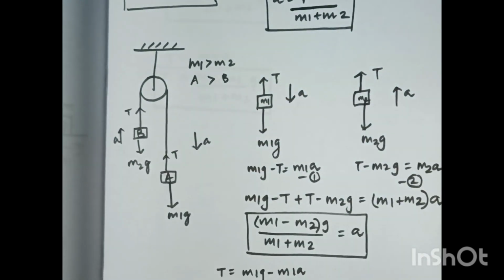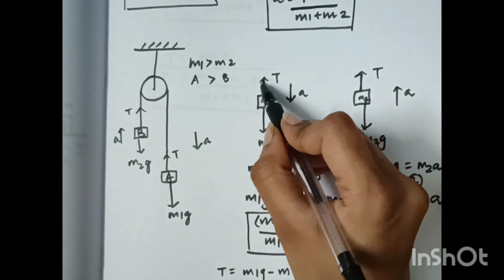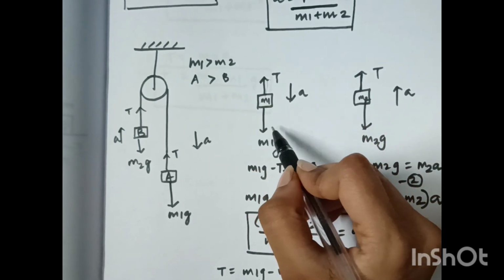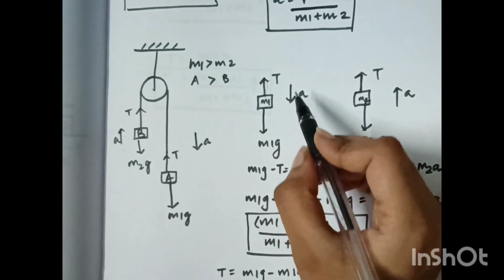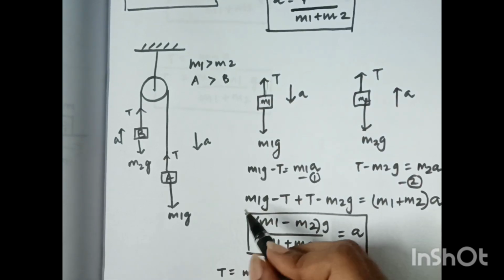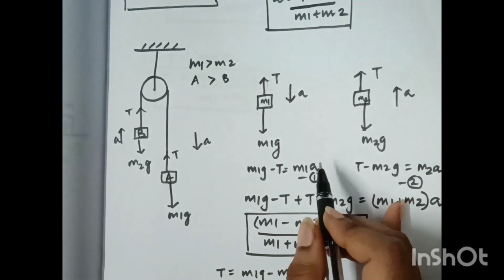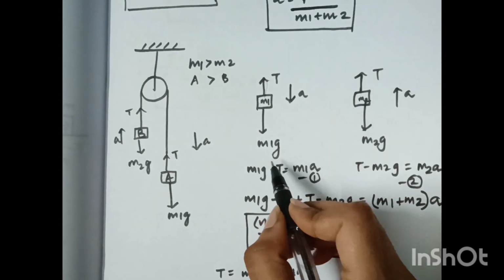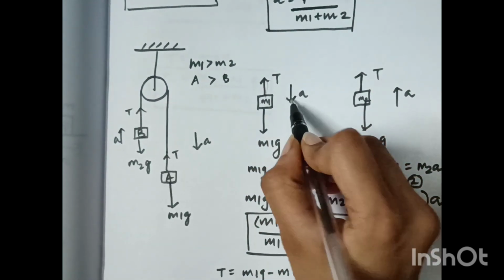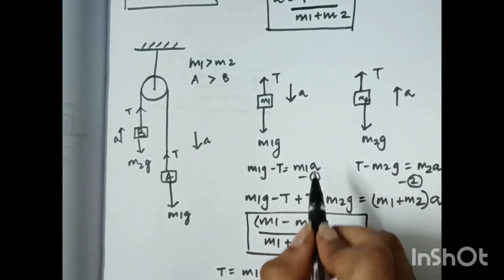Now let us draw the free body diagram. This is m1. T is acting upward, that is away from the body. m1g is acting downwards, that is due to gravity. Then acceleration is in the downward direction because it is accelerating downwards as m1 is greater. Now we have to write net force is equal to mass into acceleration. So what is the net force? m1g minus T. Because it is accelerating downwards, definitely m1g must be greater. So m1g minus T equals m1a.